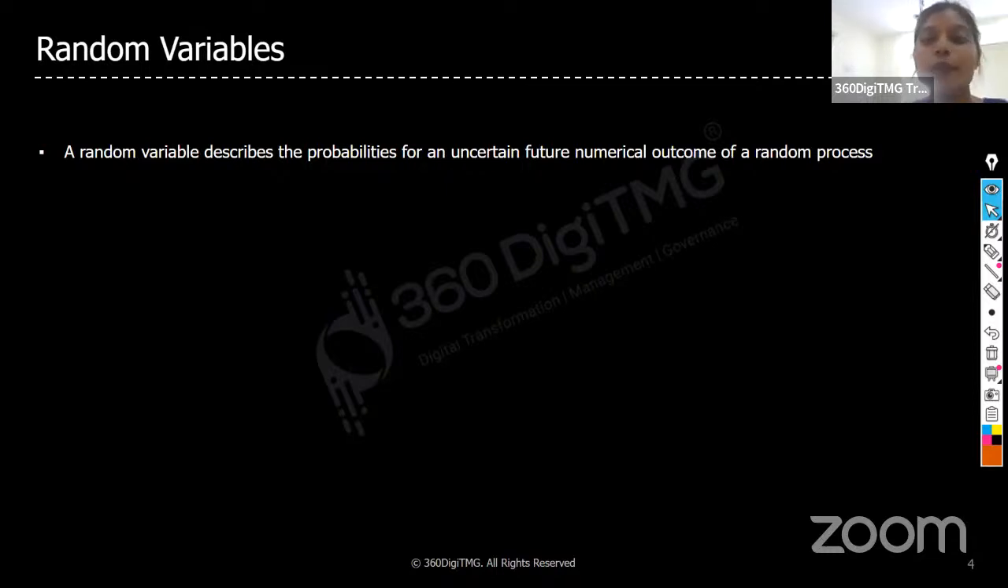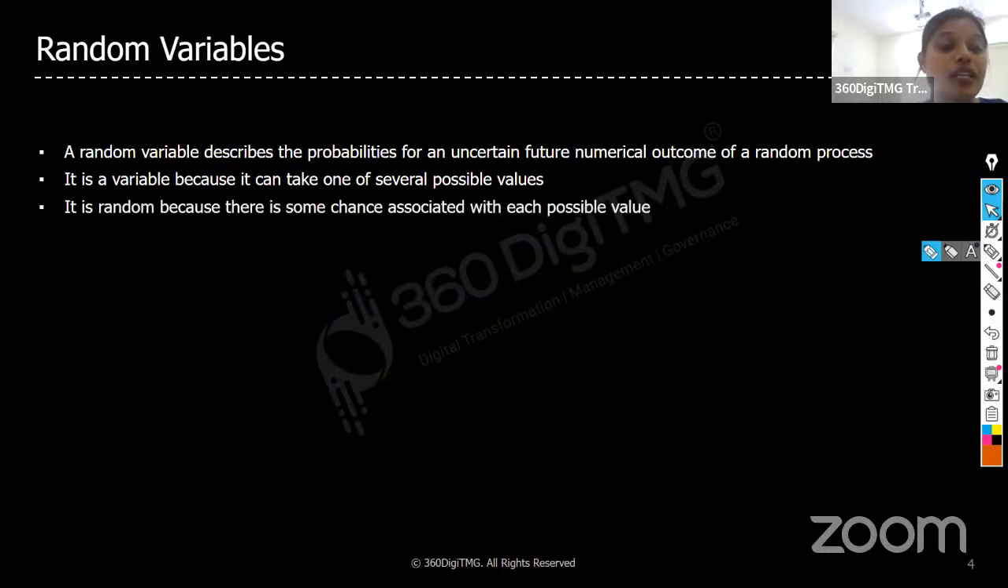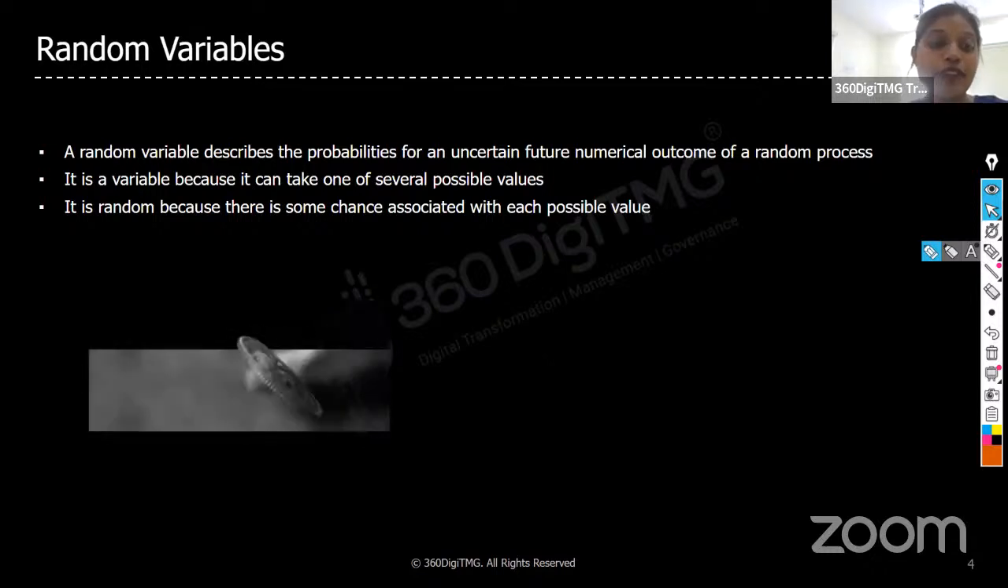Imagine you're understanding this by dividing it into 2 parts. Just take random and variable. Let's see what is a variable. So a random variable is a variable because it can take one of the several possible values. And the next point, it is random because there is some chance associated with each possible value.